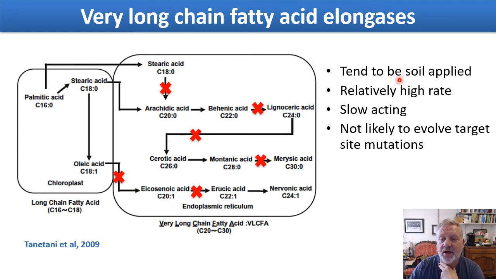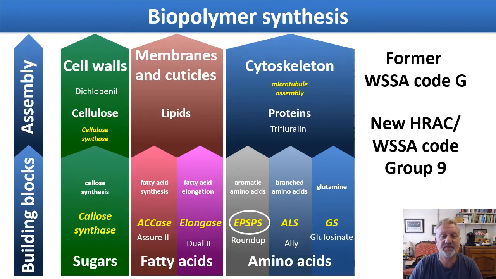However, these are soil applied rather than foliar applied like the ACCase inhibitors. They require a high rate. They are slow acting, and because the herbicides target different enzymes, it's not likely to evolve target site resistance through site mutations, because you would need mutations in several genes before the herbicide will stop being effective.